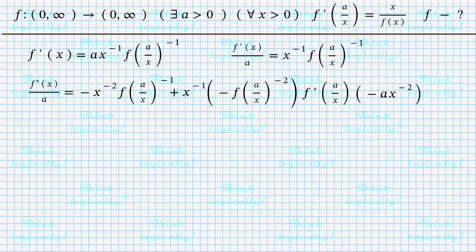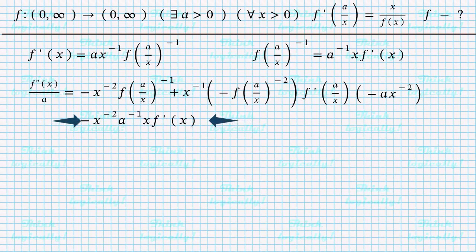Now we can get rid of the argument a over x. We have f of a over x to the power of -1, which can be replaced using the equation for f prime of x. We divide this equation by ax to the power of -1 and find that the value we need to replace is a to the power of -1 times x times f prime of x. So we do the replacement.